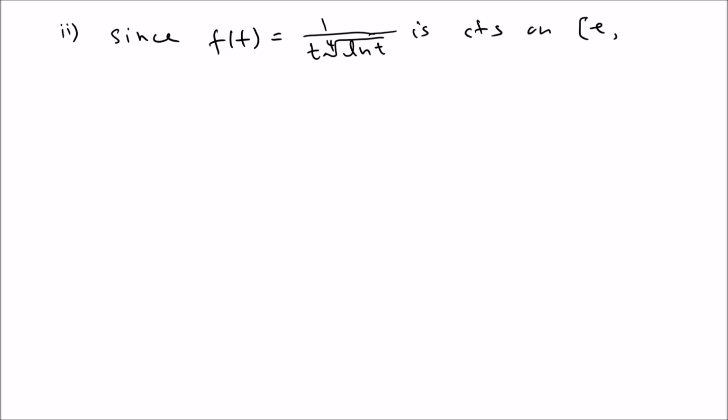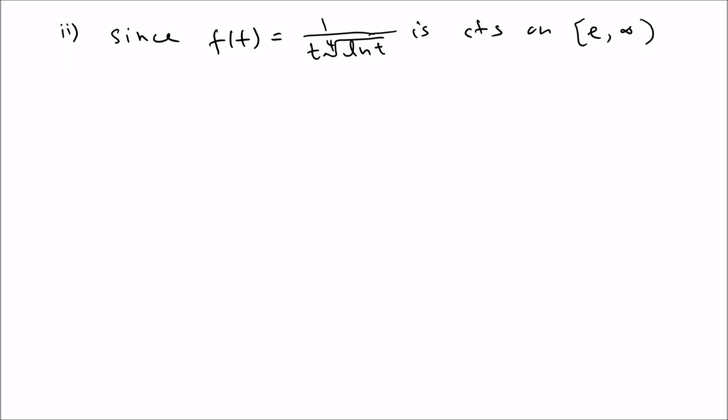So what we can do, you can say since the function f(t), in this case 1 over t times the fourth root of natural log t, is continuous on the interval e to infinity. Okay, so e to infinity, so it's continuous over there.